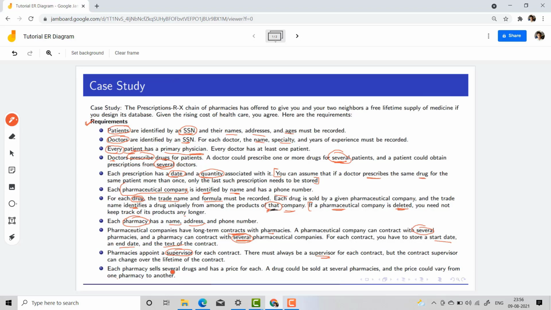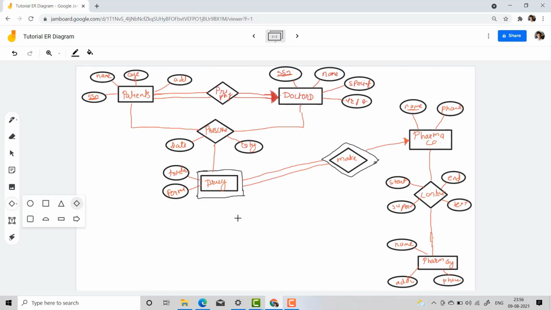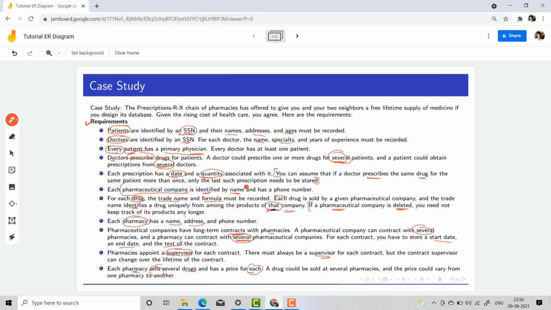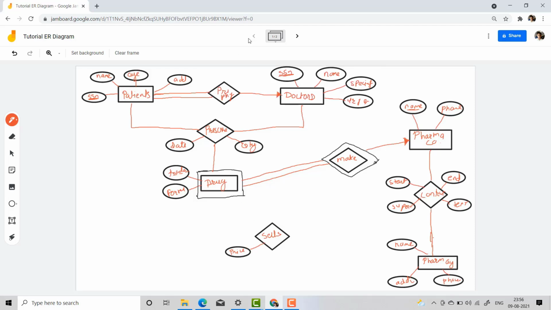Now, each pharmacy sells several drugs and has a price for each. So the relationship between the pharmacy and the drug is sales. So let us draw one more relationship here, that is sales. And it has a price for each. So the attribute is price. So we need to draw one ellipse here, that is price. We need to link this attribute with the relationship sales.